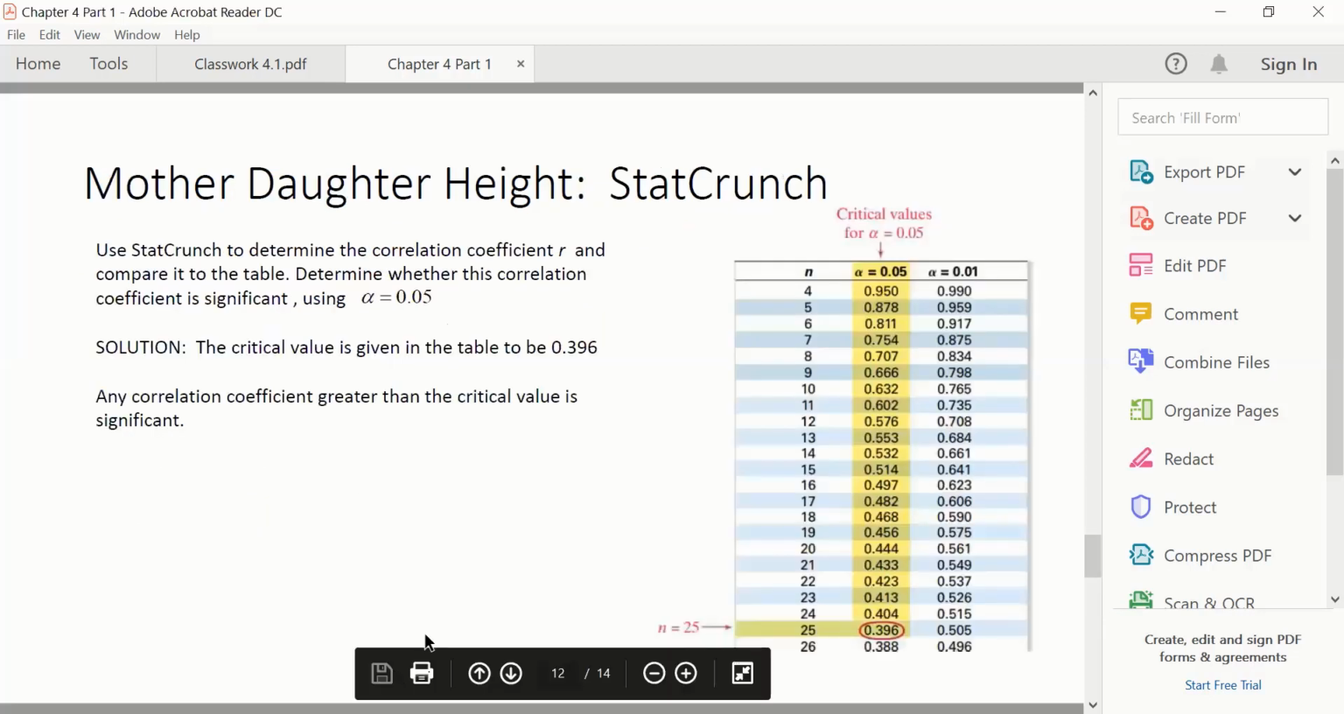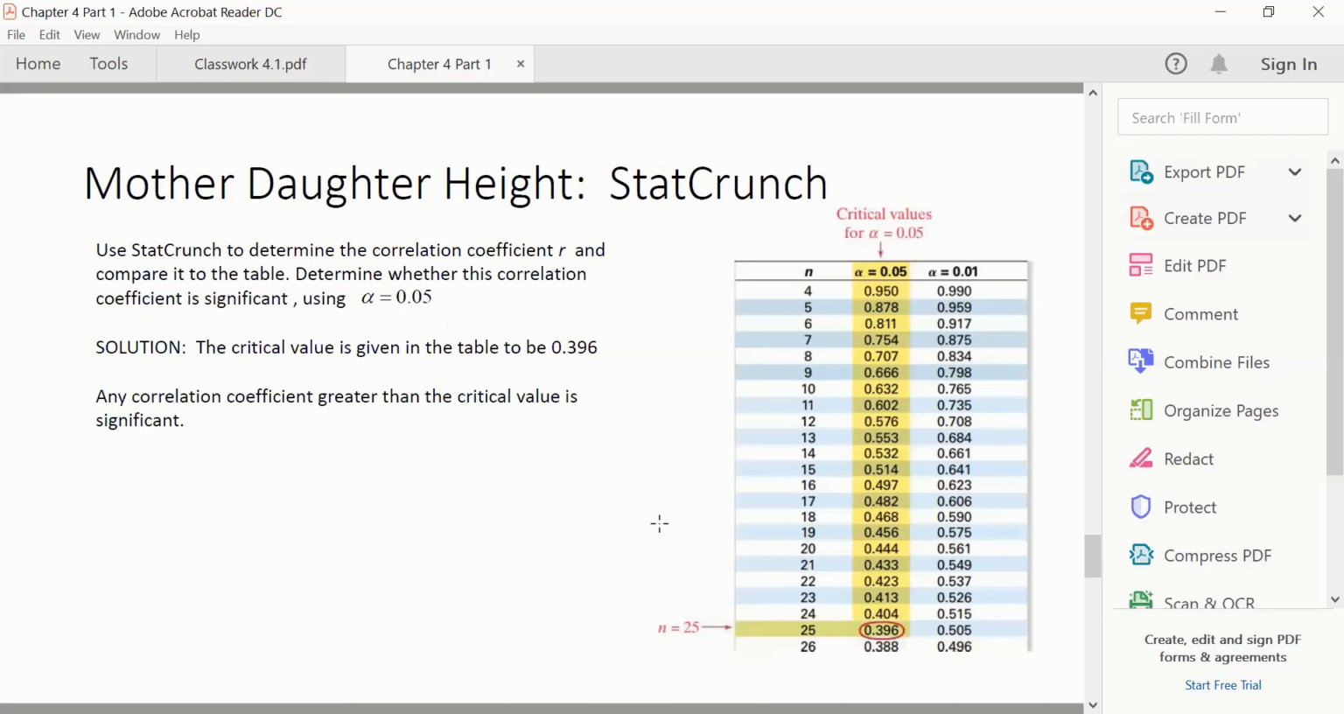So we're going to use StatCrunch to determine the correlation coefficient, and we have a sample of 25 data values in our sample, and we're going to use alpha equals 0.05. So if we look at this data chart for the critical values, we have 25 has a critical value of 0.396. This is our critical value.